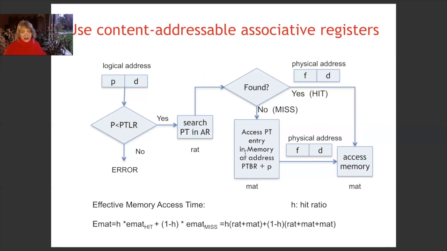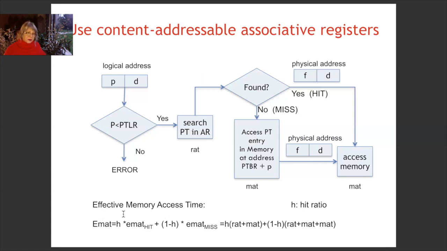If you consider the timing for the miss case, this part may be ignored. There is an access to the associative register requiring register access time. And then because it is not in the associative register, there is a miss and memory should be accessed in order to find the frame number in the corresponding entry of the page table. This requires memory access time. And then the physical address is obtained and memory is accessed, requiring memory access time.